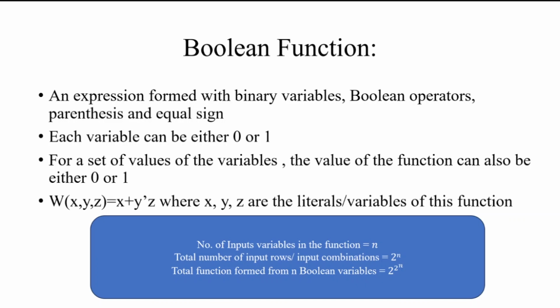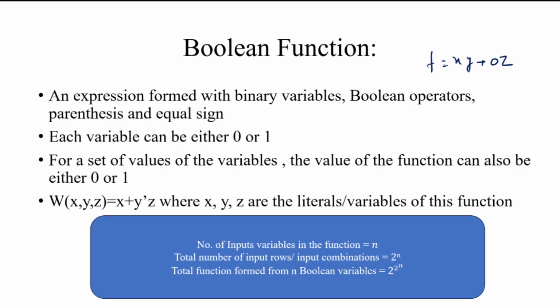Here we talk about a Boolean function: an expression formed with binary variables, Boolean operators, parentheses and an equal sign is known as a Boolean function. Like I previously discussed, the function f is written in the form of xy plus 0 into z. Three variables are involved in this function. x, y and z are the Boolean variables, and this 0 is a constant value. Plus, dot and not are used as Boolean operators, along with parentheses and the equal sign.